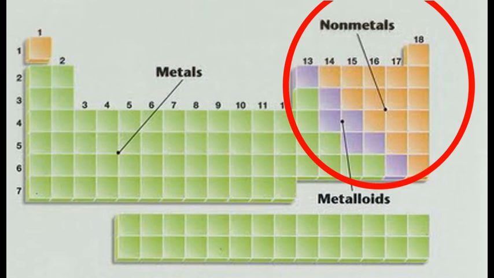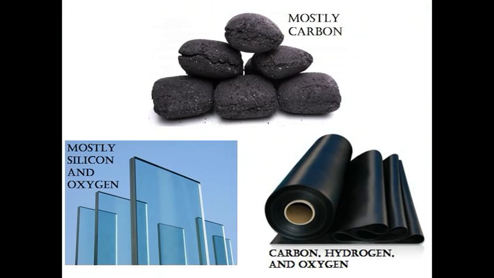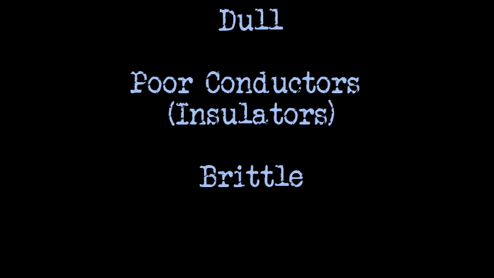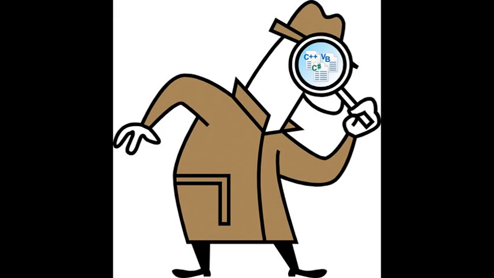Nonmetals are to the right of the zigzag line on the periodic table, and they share some really important physical properties too. Some examples of nonmetals are carbon, hydrogen, and oxygen. These elements make things that are dull, do not conduct electricity well, meaning that they are good insulators, and are brittle. Now, let's take some time to guess whether materials are metals or nonmetals based on their properties.